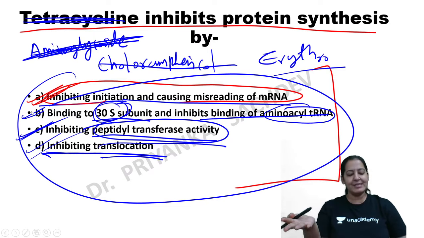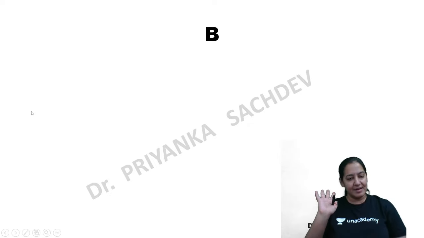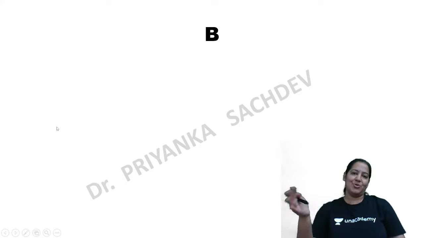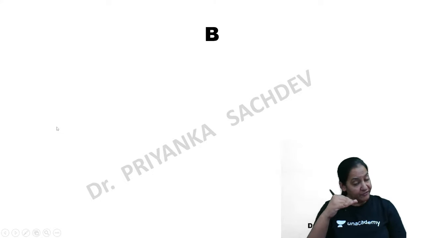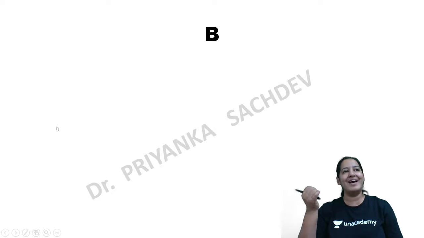Everyone give me a thumbs up. I guess you have understood. You all have understood. Shall I proceed ahead? So, the correct answer in this case, I am asking tetracycline, so the answer is B, right? So, I can ask anything to you. The four options were four different mechanisms of action of the four different antibiotics. Everyone give me a thumbs up. Done? Yes, absolutely right, Sophie.